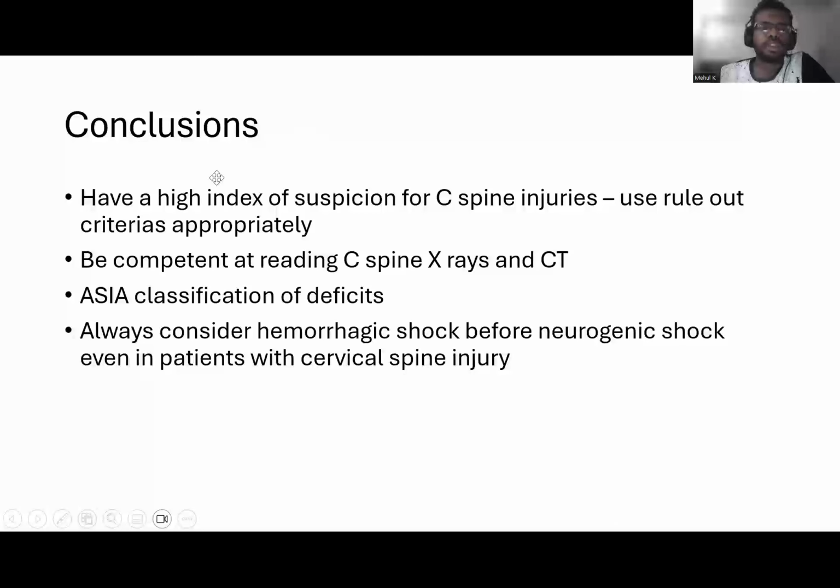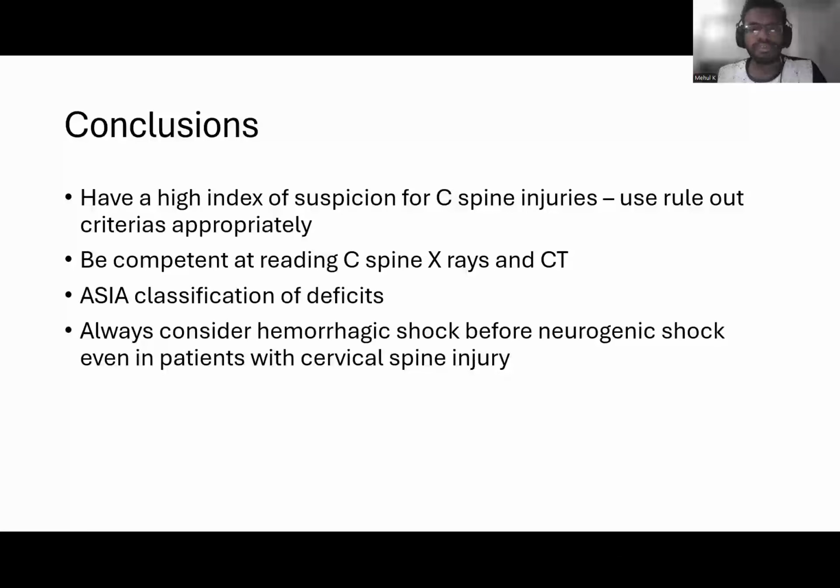Basically, you need to have a high index of suspicion for C-spine injuries, and you have to use your rule-out criteria appropriately. If you're not applying the NEXUS criteria as intended, and the Canadian C-spine rule as intended, then you might be missing a lot of injuries. You have to have a basic idea about how to read cervical spine X-rays and CT scans. You have to have some idea about how to do an ASIA classification of spinal cord injuries. Is it absolutely essential for an emergency physician to know the ASIA classification? Probably not, to be honest.